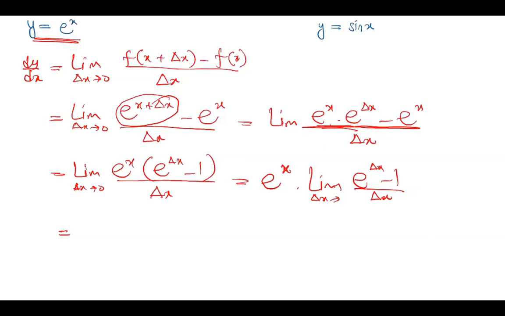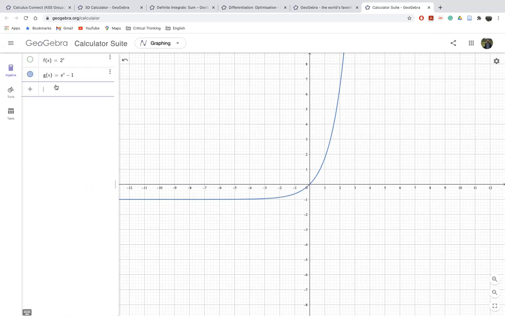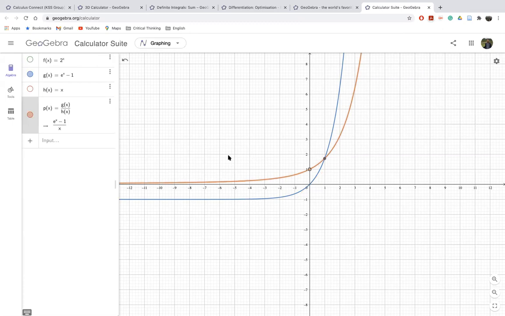Let me just simply show you the curve. So I have e to the power x minus 1, and we also have another curve, x. So if you simply divide g over h, let me not even do it. Let me just show you. So the blue function is the numerator, the top function, and the red function is the denominator, like delta x.